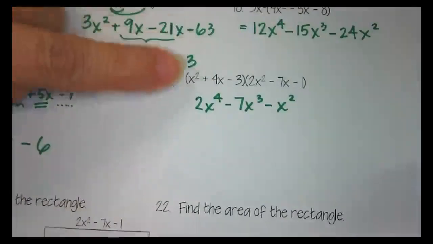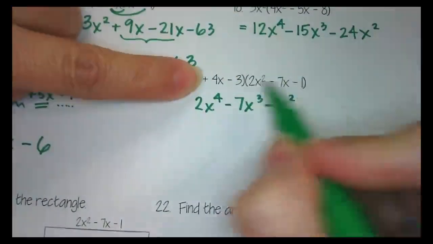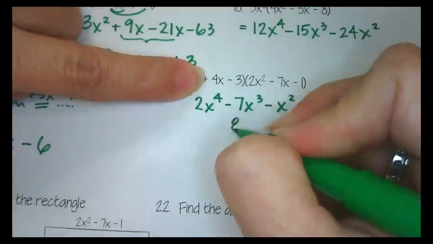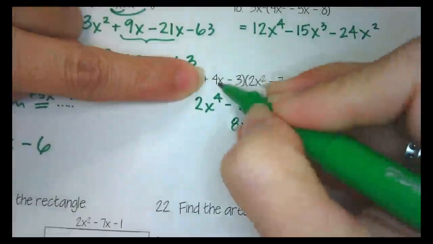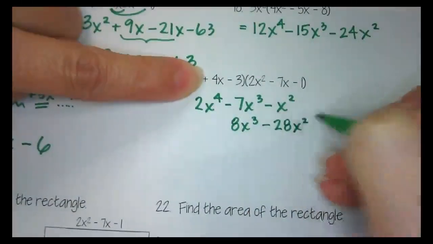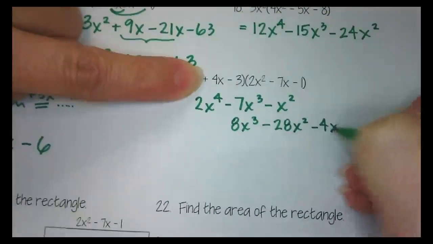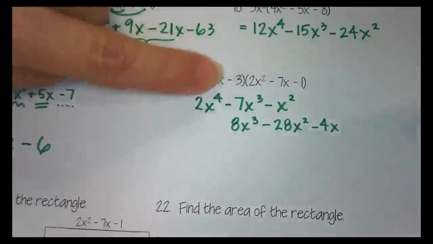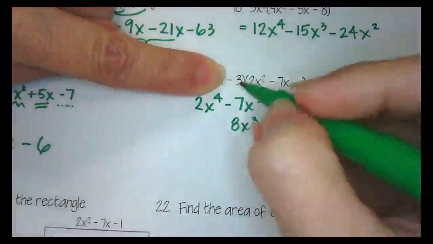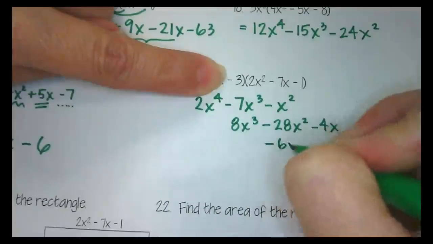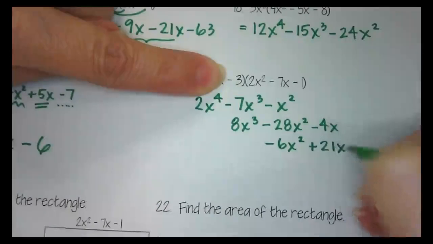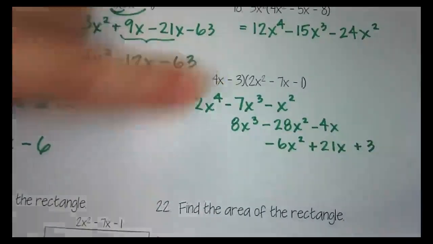All right, now I want to distribute 4x to all of those. So if I multiply all of these by 4x, that would give me 8x cubed. So I'm going to line those up. Next up would be minus 28x squared, and then minus 4x. Now I need to distribute negative 3, so I need to multiply all of these by negative 3. So that's going to be negative 6x squared, so I'm going to label that one right there. A positive 21x and a positive 3.